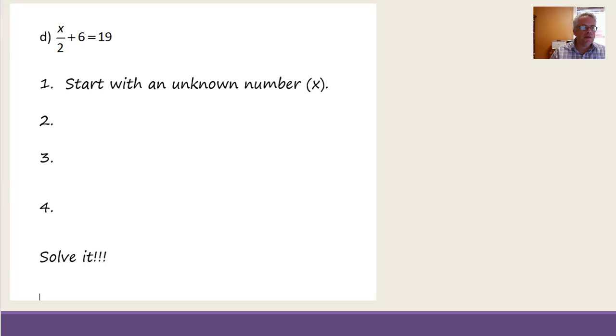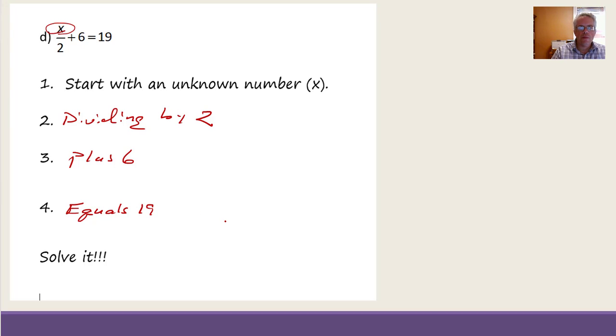Let's interpret this guy. This one has a fraction, and people panic when they see that, but it's really no harder. We're starting with a number x, and what we're doing to it is dividing by 2. X over 2 means x divided by 2. So we're starting with x. We are dividing by 2. Division comes first, and then we're adding 6, so plus 6. And it's supposed to equal 19.